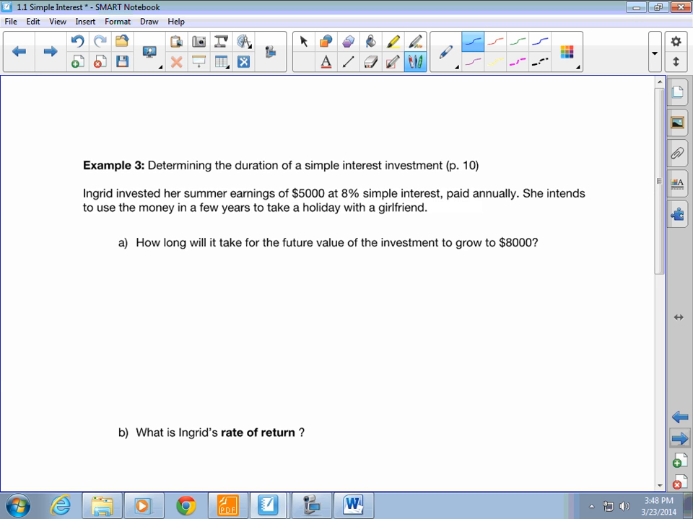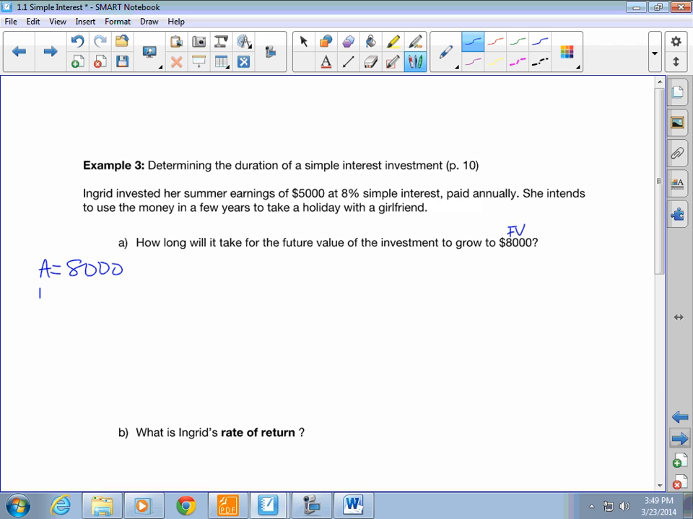Ingrid invested her summer earnings of $5,000 at 8% simple interest paid annually. She intends to use the money in a few years to take a holiday with a girlfriend. How long will it take for the future value of the investment to grow to $8,000? So she wants it to be $8,000. So this is a future value here. So if it's a future value, then that means that $8,000 is equal to our A.